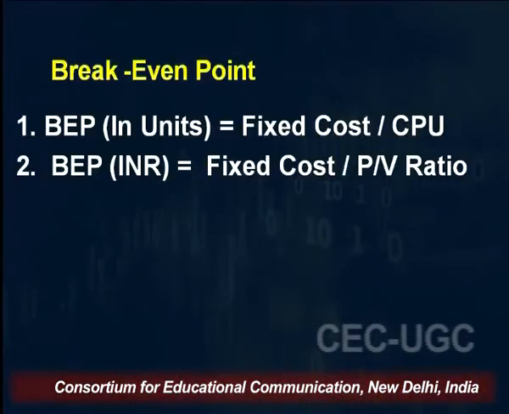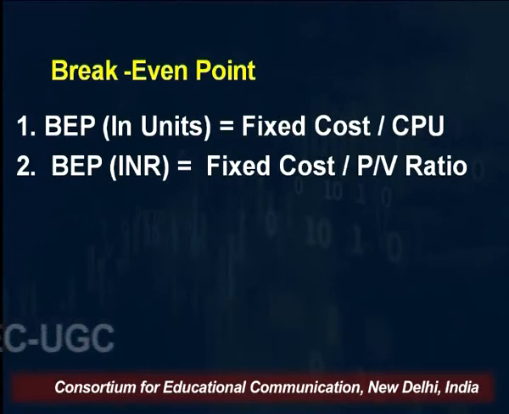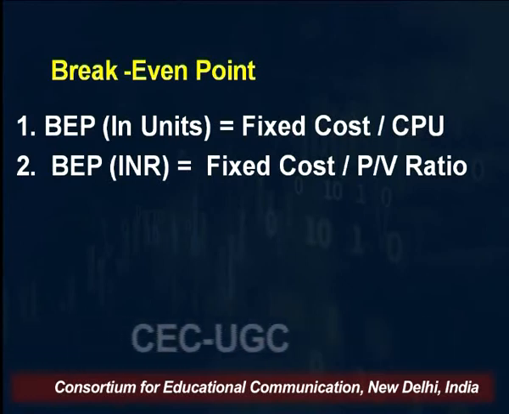And always remember, never forget to write units after the value which you have computed from this formula. But suppose I have to calculate break-even point in terms of rupee, very simple, it is fixed cost divided by PV ratio. Fixed cost, the numerator, remains the same. The only difference is that we are dividing it by PV ratio, that is profit volume ratio, and the resultant value shall always be in terms of rupee. So now I have given you both the formulas. In the next lecture, I will be telling you how to apply these formulas, how to calculate break-even point in terms of rupees, in terms of units, and also margin of safety.